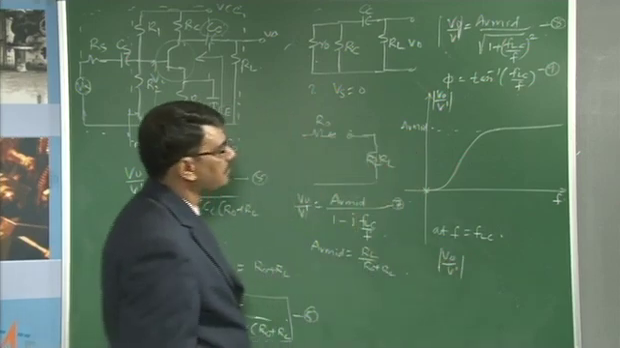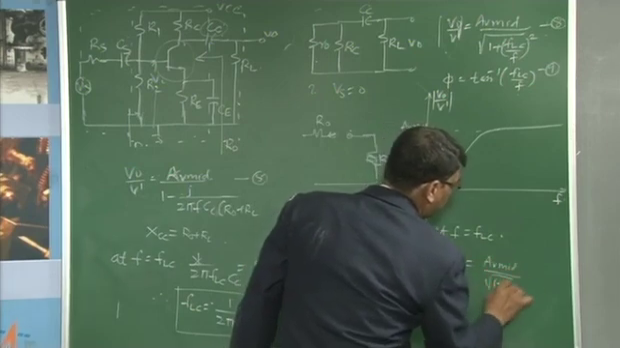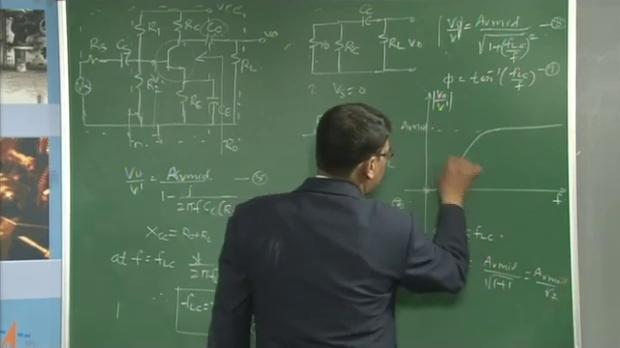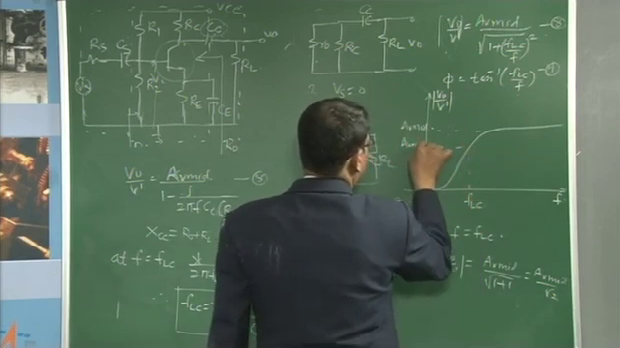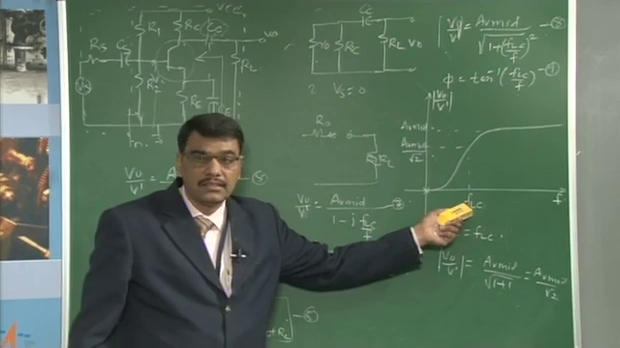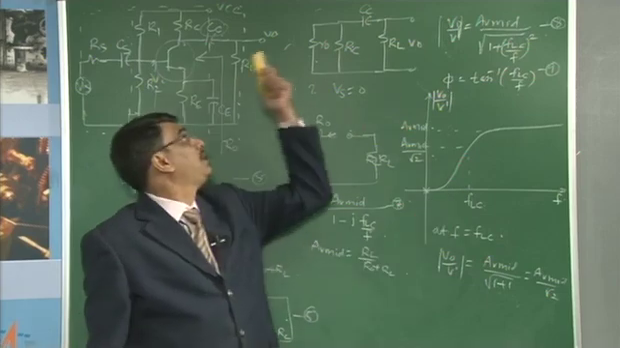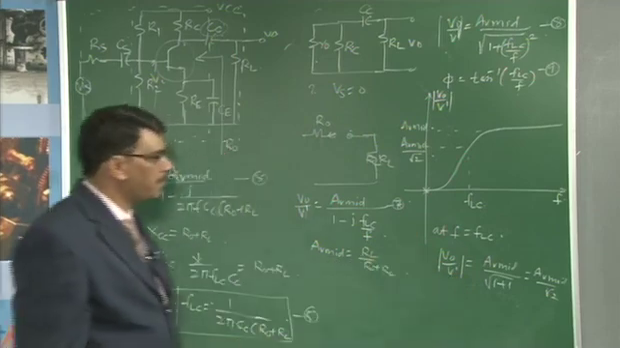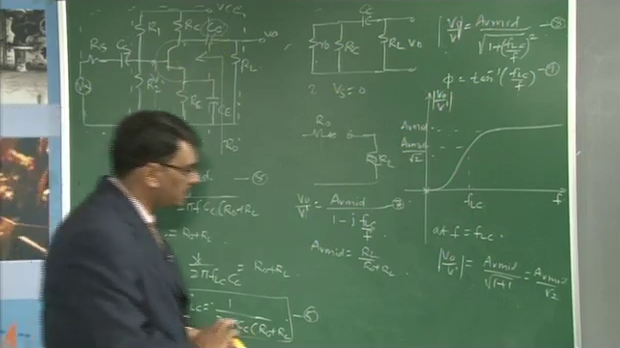then the ratio V naught by V dash is equal to AV mid by square root of 1 plus 1, which is equal to AV mid by root 2. At this frequency, F equal to FLC, the gain is AV mid by root 2. This FLC is also known as the upper minus 3 dB cutoff frequency due to the coupling capacitor CC. Therefore, this is also known as the minus 3 dB cutoff frequency due to the coupling capacitor value.